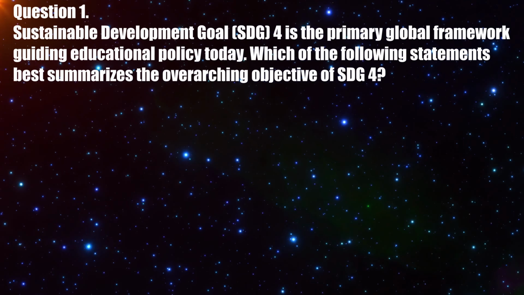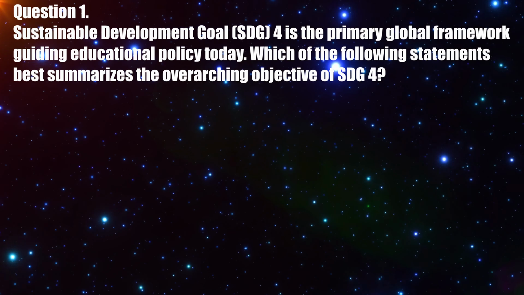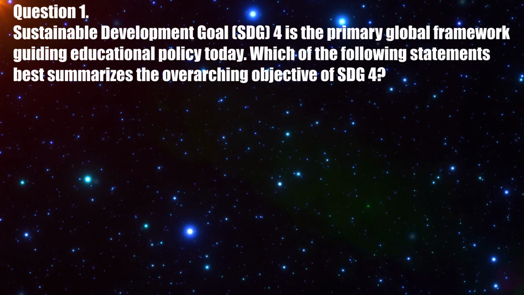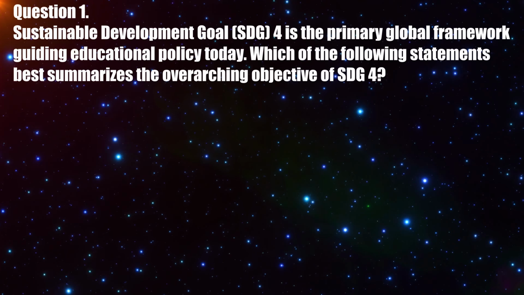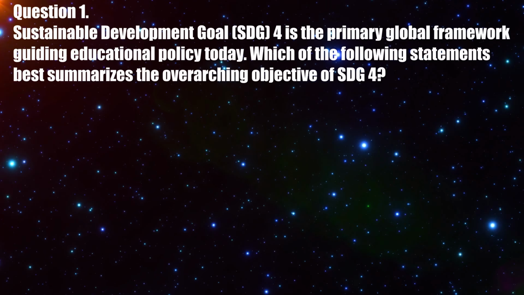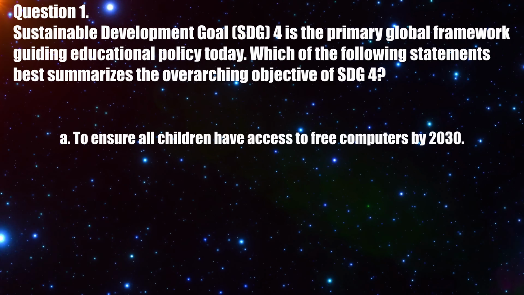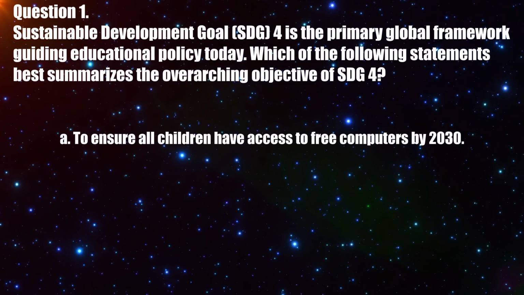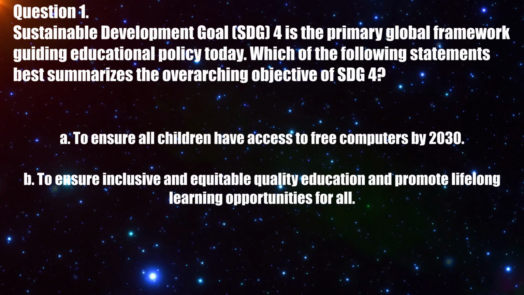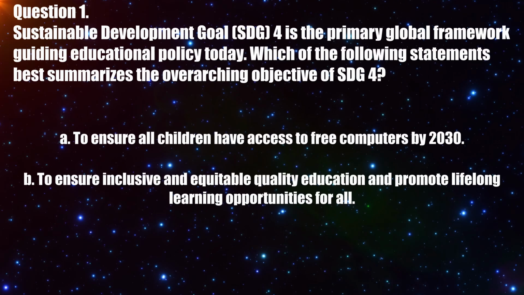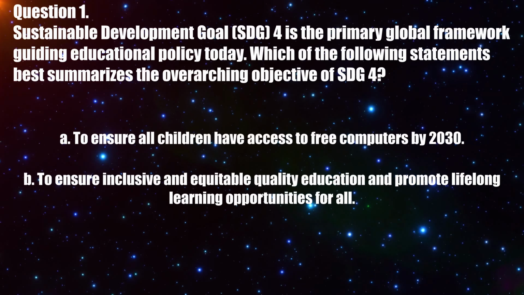Question 1. Sustainable Development Goal, SDG, 4 is the primary global framework guiding educational policy today. Which of the following statements best summarizes the overarching objective of SDG 4? A. To ensure all children have access to free computers by 2030. B. To ensure inclusive and equitable quality education and promote lifelong learning opportunities for all.